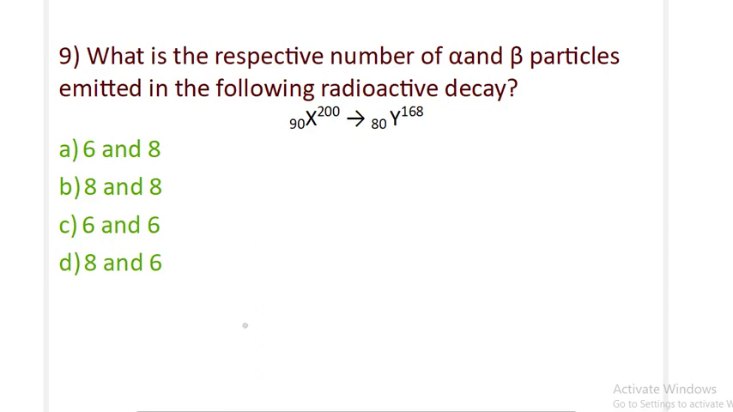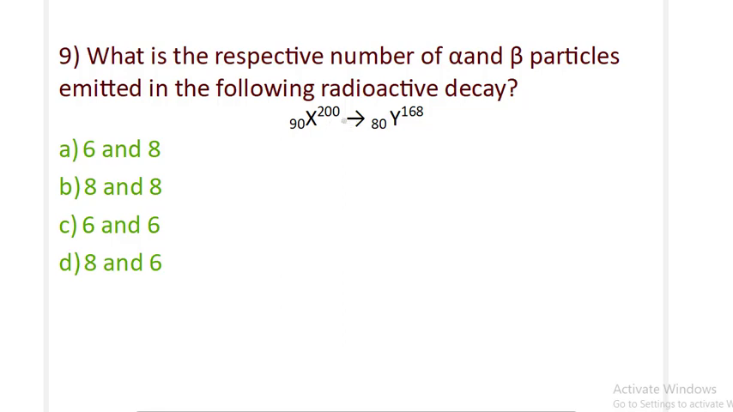Next we come to question number 9. What is the respective number of alpha and beta particles emitted in the following radioactive decay? So we have element X, it decays to Y. So first we check, because when alpha particle is emitted, the mass number decreases by 4 and atomic number by 2, and when beta is emitted, the atomic number increases by 1.